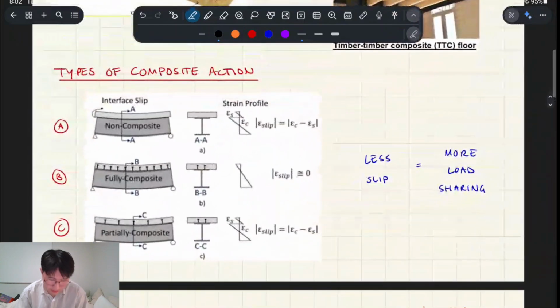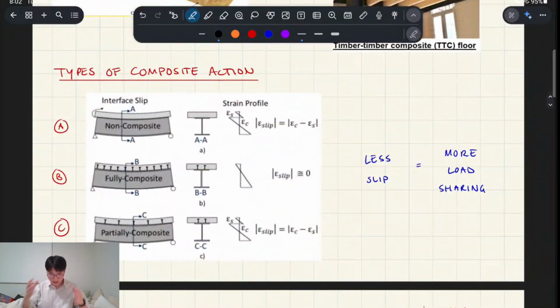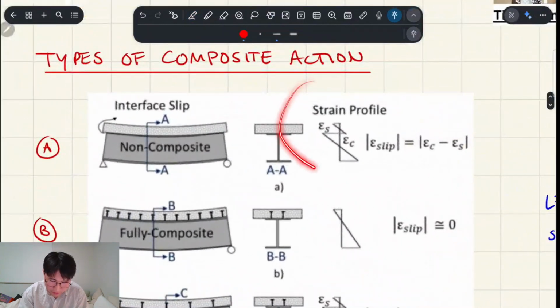Okay, building on from that, types of composite action. You've got non-composite, so imagine the piece of paper. I've got two pieces of paper and I'm bending them so they fold down, but there's nothing stopping one piece of paper from shearing against the other. That's basically non-composite action. There are no shear studs, and the strain profile looks like this. There are two neutral axes: there's bending happening here in the middle of the top material, and then bending happening here in the middle of that bottom material.